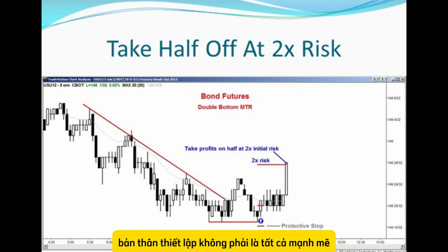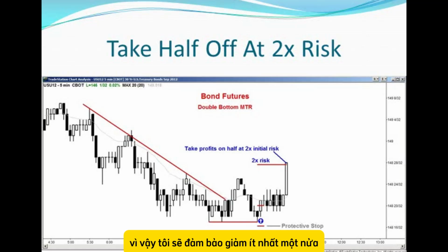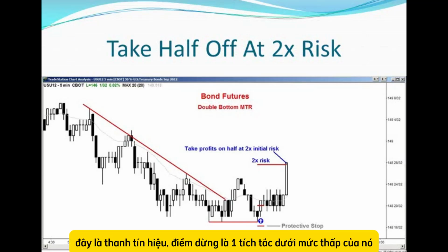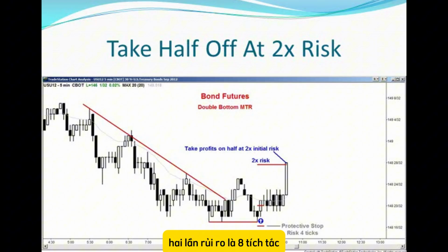The setup itself is not all that strong. We did not have much buying pressure, and we have a weak signal bar. So I would make sure to take at least half off, maybe the entire position off, at 2 times the initial risk. Here's the signal bar. The stop is 1 tick below its low. Here's your entry price. The risk is 4 ticks. 2 times the risk is 8 ticks, and the market went 1 tick above the profit-taking limit order, so I would take at least half off at that price and then wait to see what happens.